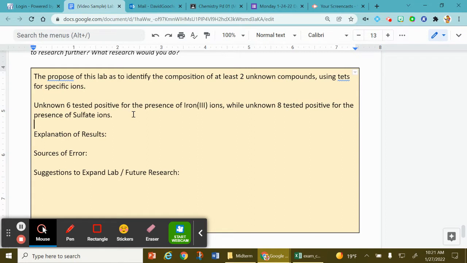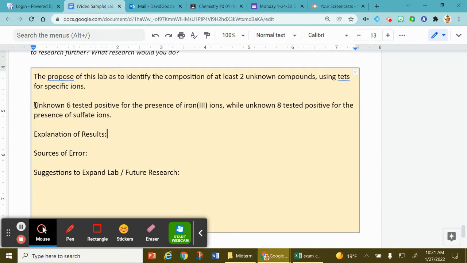Just concisely and accurately giving me your results. Don't lie. Don't make things up. Go look at your table and tell me what your positive results were. You needed 2. And if you did not get 2, then you should explain in the section why you only got 1. Now we have to explain our results.